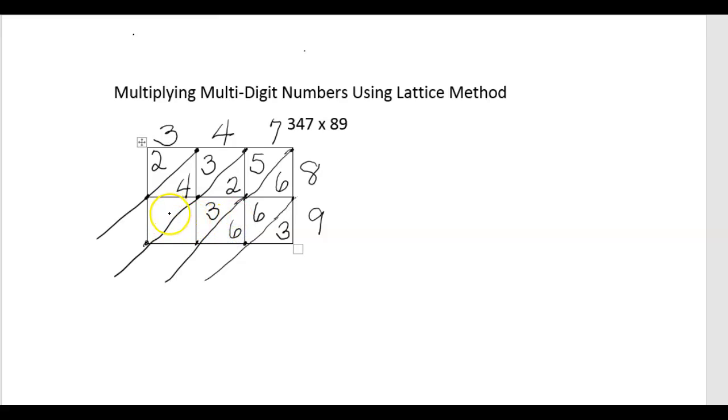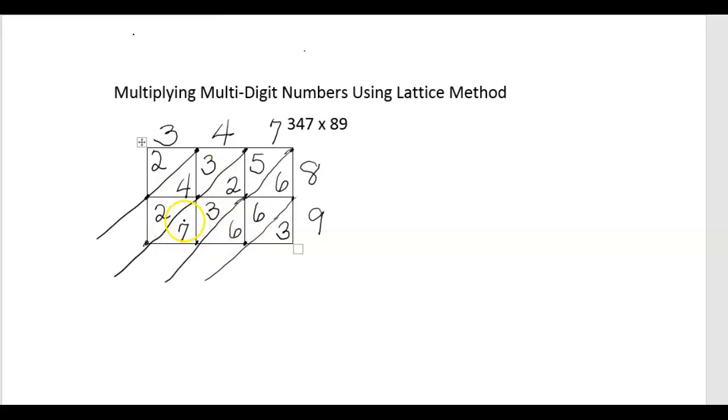And lastly, we have this box. If we look at the top, it's a 3. On this side, it's a 9. So 3 times 9 is 27. So I'm going to write my 2 on the upper half and 7 on the bottom half. So we filled up all our boxes.